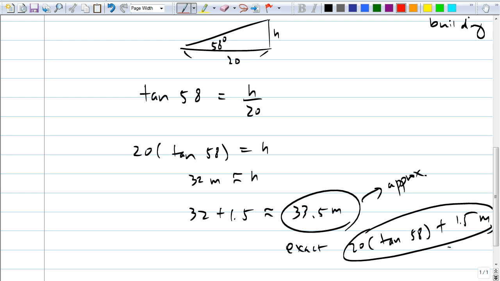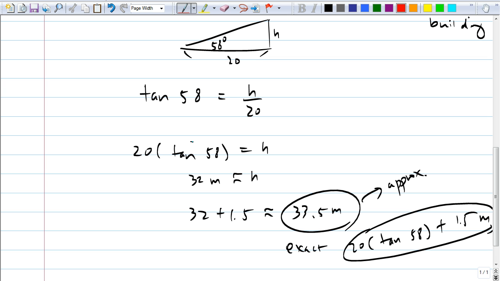Sometimes you have to. That's why here's the approximated answer, because these are both approximations. This is an exact answer because the book says the person is 1.5 meters high, and this is the exact answer, 20 times tangent of 58. The 33.5005 is an approximation. As soon as you punch in tangent of 58, it's an approximation.